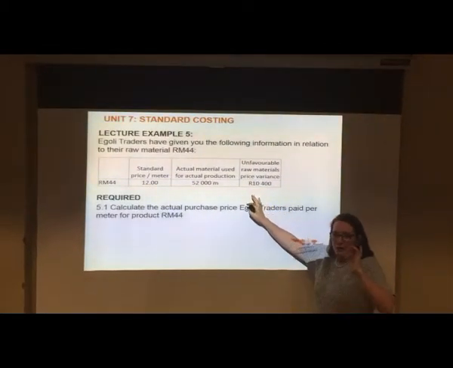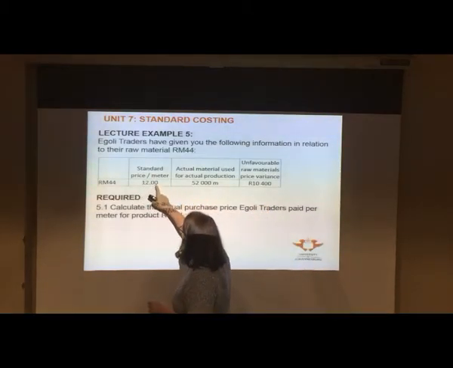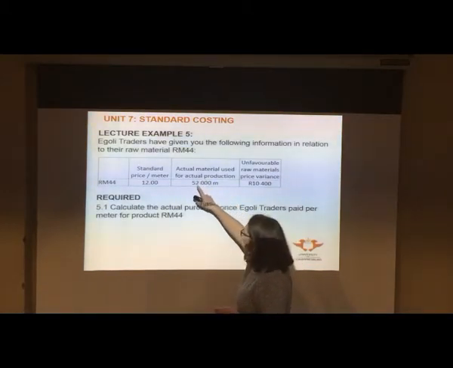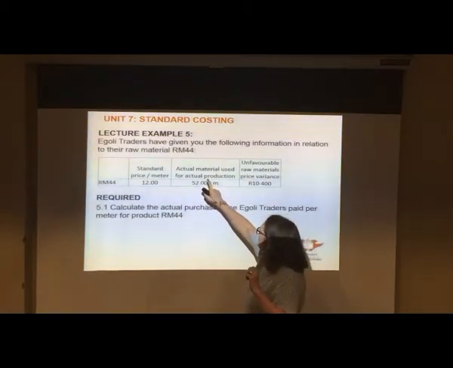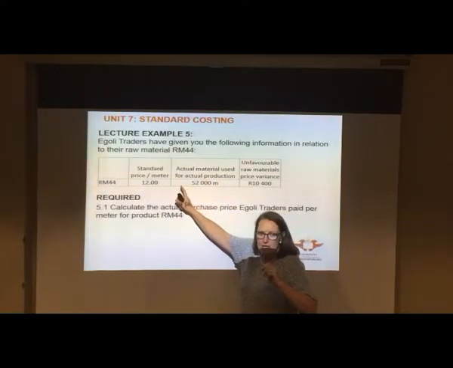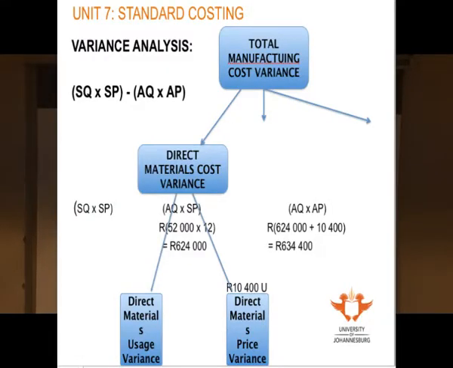So we've got to work with what we know. We've got the standard price per meter and the actual material used for production. So we've got standard price and actual quantity. Can you see that? So we can go to that middle section, actual quantity times standard price. We can do that. 52,000 times 12 is going to give us 624,000. Can you see that?